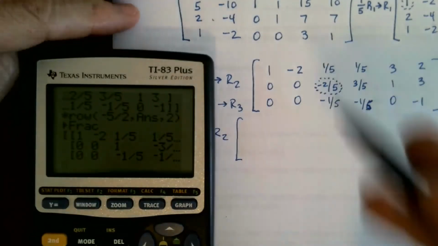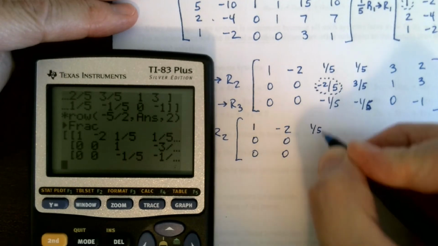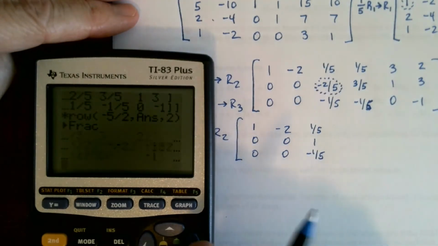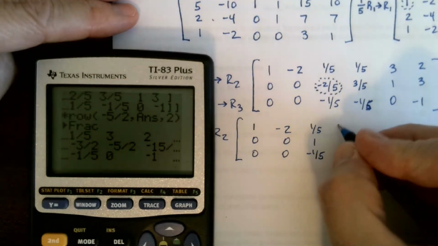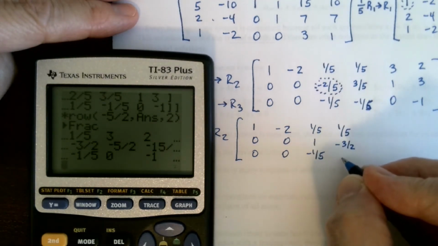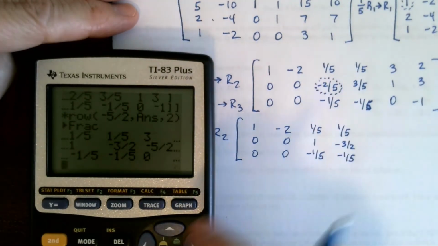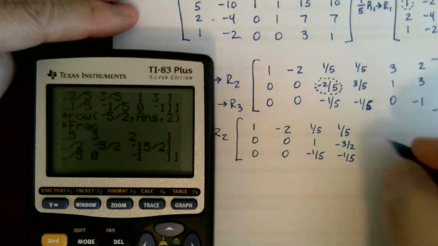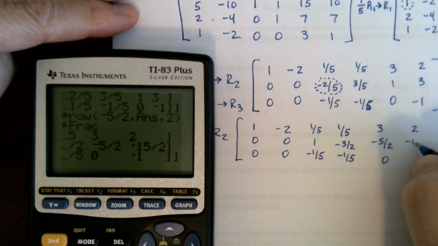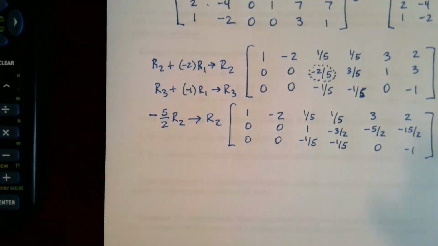So I'll write this out real quick. First two columns unaffected. Here's my 1. And then the last three columns rather. So I got my 1 there.